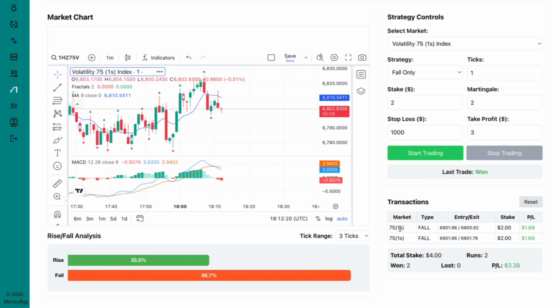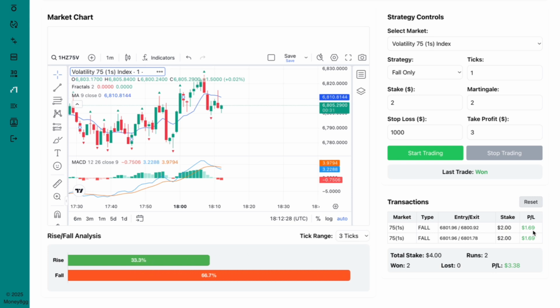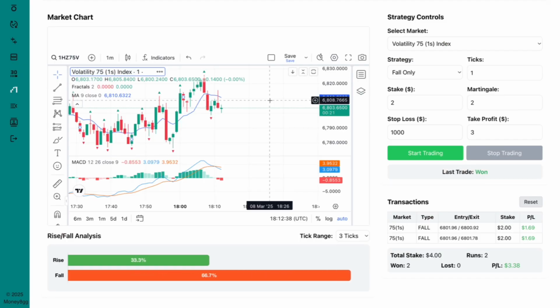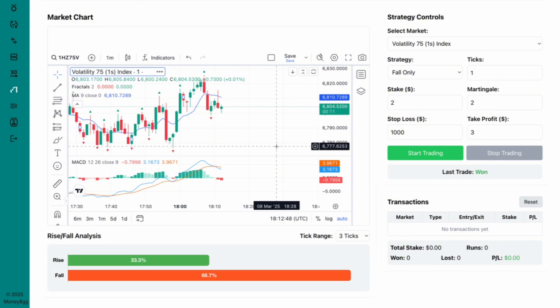So you can see 75 on S fall. It started at 68.01, ended at 68.00. $2, 1.69, and then the second trade 1.69. So currently we just hit $8. So if you're someone who just trades every day to get a few, like $10 or $8 or $5, right now you could have already withdrawn your money.